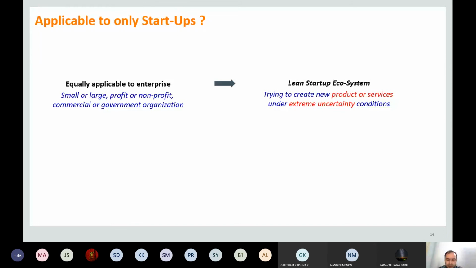But when we say lean startup, it's going to have an ecosystem. The lean startup ecosystem will try to create new products or services under extreme uncertainty conditions. It can be applicable to any type of industry, any type of services. There is no size variation. You can be a big organization, a small organization, profit making, non-profit making, government, quasi-government, or completely private sector. It can be applied to any organization. But the thing is that they should develop a new design or a service, and they should be ready to face any uncertainty conditions in the market, due to change in the market, or due to any calamities or pandemics like what we are experiencing now.